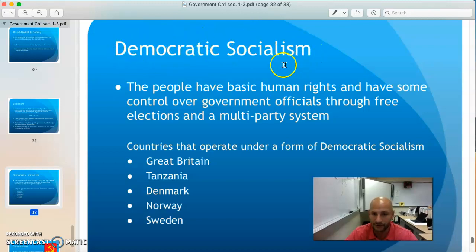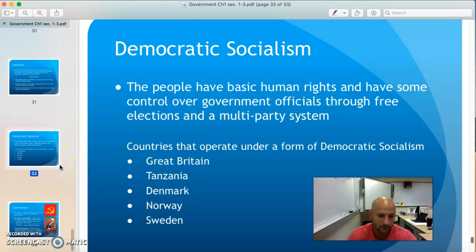But socializing the economy means everybody's going to socially get the same benefits. You guys understand that? No matter if you're rich or you're poor, they're going to try to bring the rich down and bring the poor up and create a large middle-class society. Countries that operate under this, you can take a look at this, go back through your PowerPoints: Great Britain, Tanzania, Denmark, Norway, Sweden.